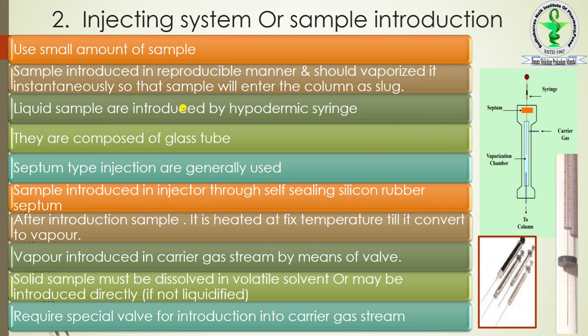Okay, so liquid sample is introduced by a hypodermic syringe. If it is a liquid sample, we add it with a hypodermic syringe. They are composed of a glass tube. This tube is made up of glass. A septum type of injection is generally used. So this one is a septum. As I told you, it is a self-sealing silicon rubber septum.